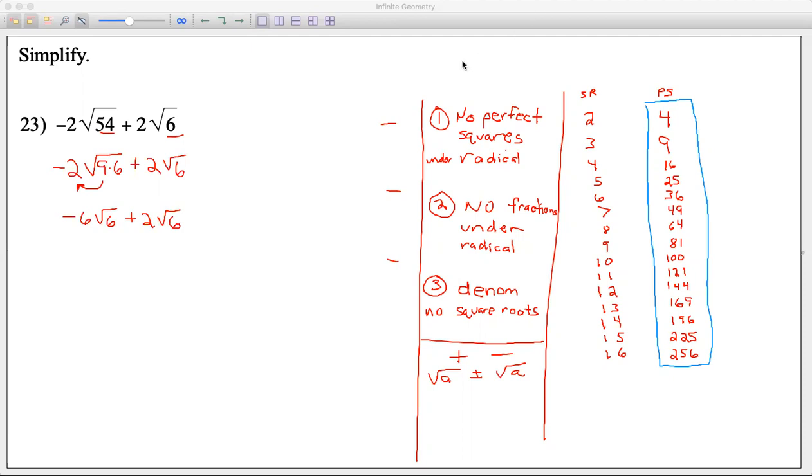And now notice I have exactly the same underneath the radical, so I can add or subtract these. To add or subtract them, you don't change the square root of 6. You look at the coefficients, this number right here, and to that you either add or subtract that number right there. So negative 6 plus 2 is negative 4. Square root of 6 stays the square root of 6. There you go. I guess I should put equal signs here, shouldn't I?